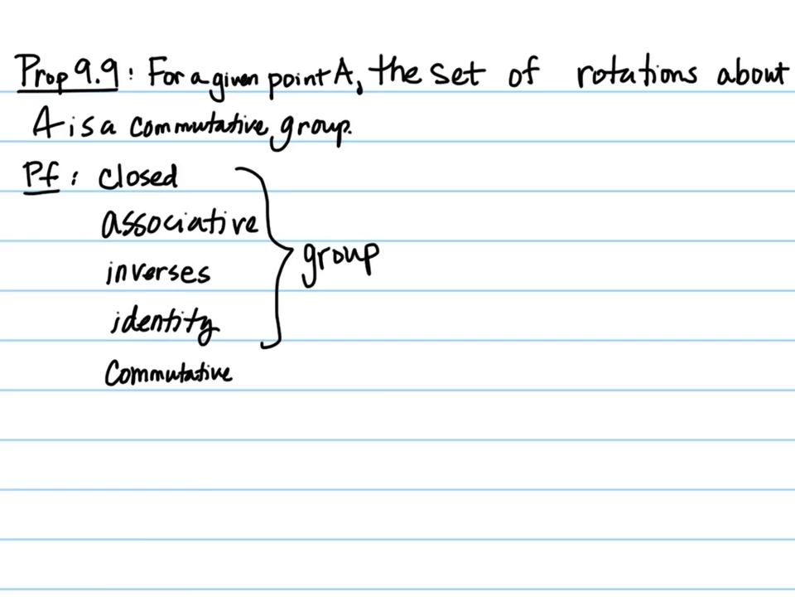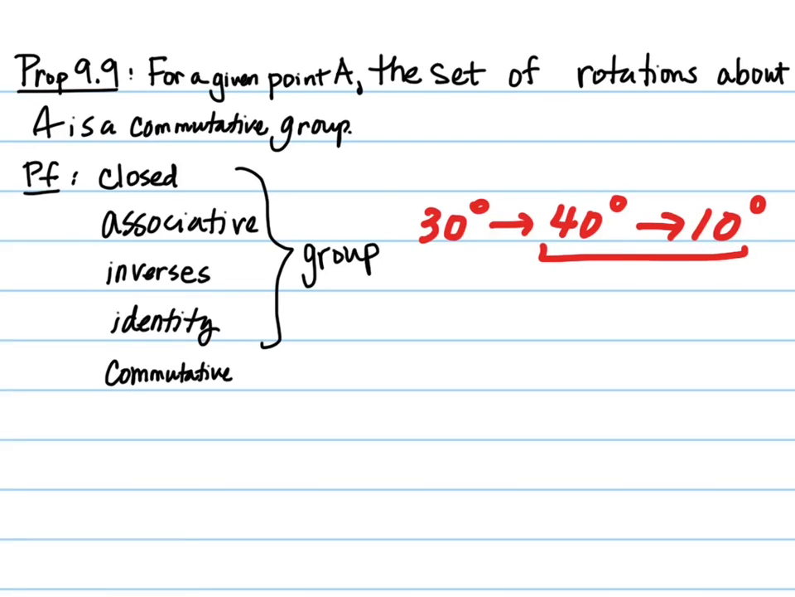Associative, the order of my rotations. Because I'm going to lose track of my numbers real quick, if I did a 30-degree rotation, and then a 40-degree rotation, and then a 10-degree rotation, would I get the same thing if I did the 40 and the 10 first, and then did the 30? Yeah, it would be the same thing. And all in all, it would still be an 80-degree rotation.